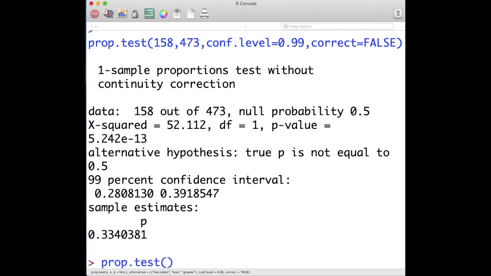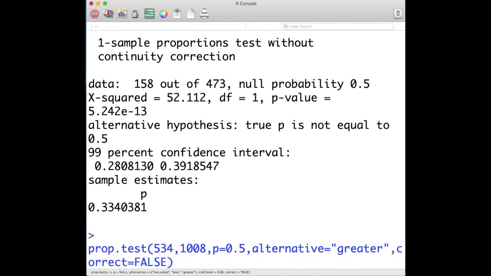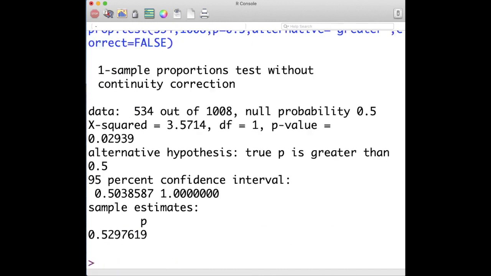So for our proportion test, we have 534 disapprove. That was out of a sample size of 1,008. The probability that we're trying to test against is 0.5. Our alternative is greater, and we want the correction to be off. And if we do that, we end up with all the stuff that we had before.